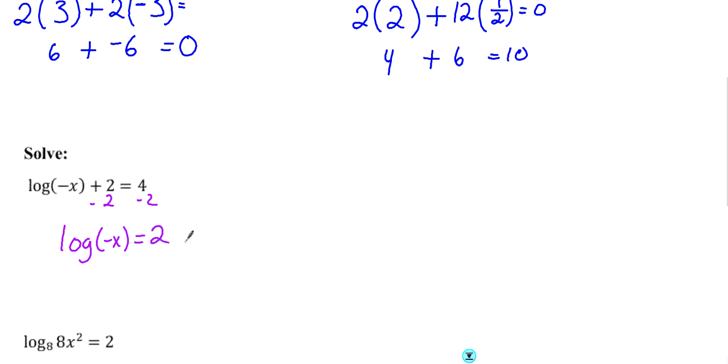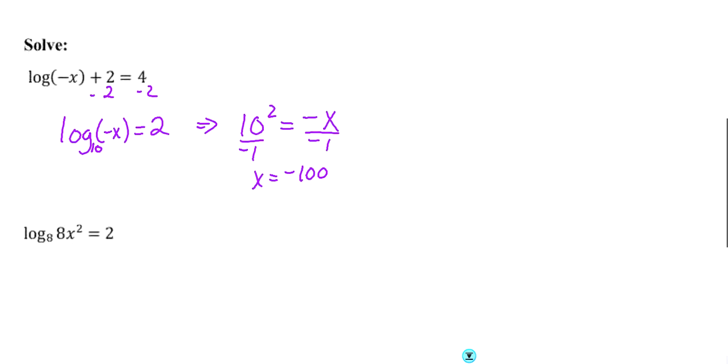And again, this is one of those times where I can change it to its exponential form. And remember, if there's no number, that's base 10. So this is 10 to the second power equals negative x. 10 squared is 100, and we're going to divide both sides by negative 1, so x equals negative 100. Easy, just basic solutions.